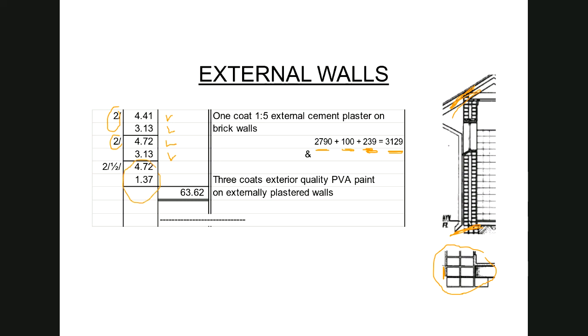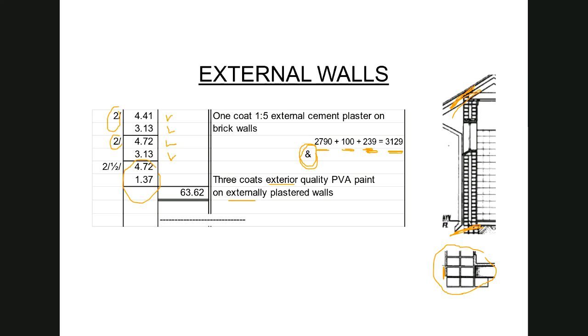And the same area that is plastered is going to be painted. So I can use my methodology of combining the items. And I am merely saying 3 coats exterior quality PVA on externally plastered walls. Again, here I'm placing emphasis on the exterior, because here we also have internal plaster and paint on internal walls. So one would not use the same quality of paint externally as one uses internally. So one needs to distinguish between what is external and what is internal.